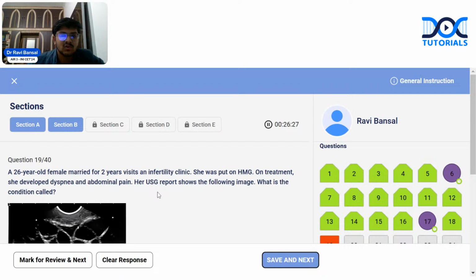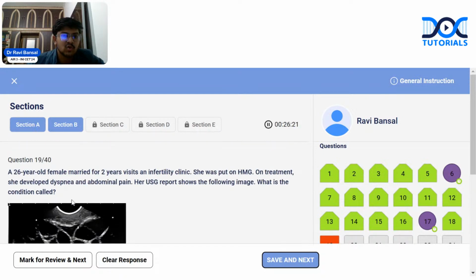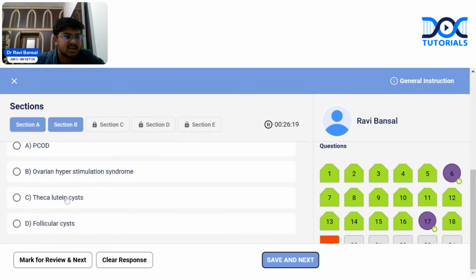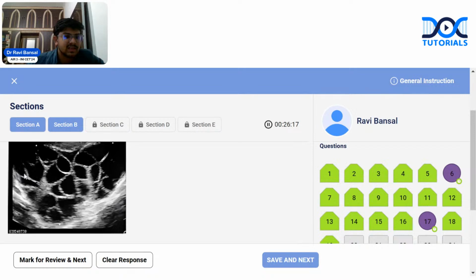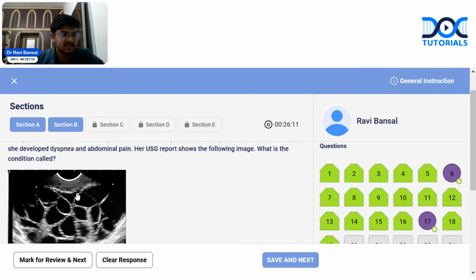USG reports show the following image. So there are so many cysts seen in, I guess this is the ovary. So this will be OHSS, ovarian hyperstimulation syndrome. After seeing the picture, many students can tell the difference between PCOD and OHSS, not me. This USG image is very confusing for me.